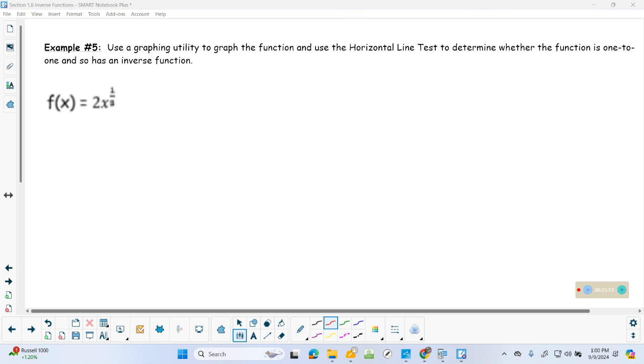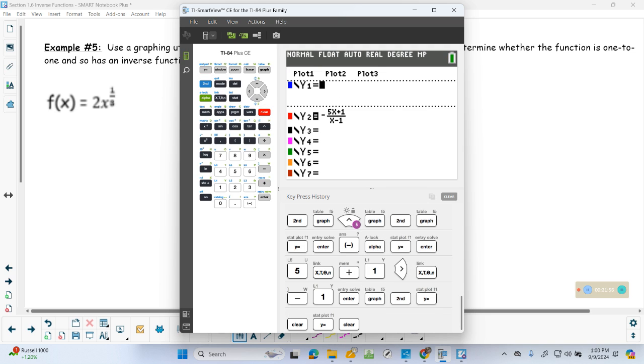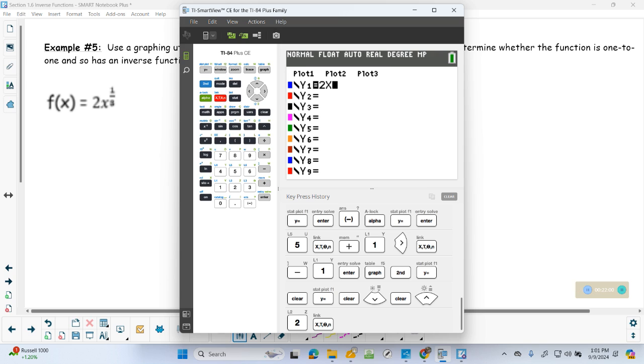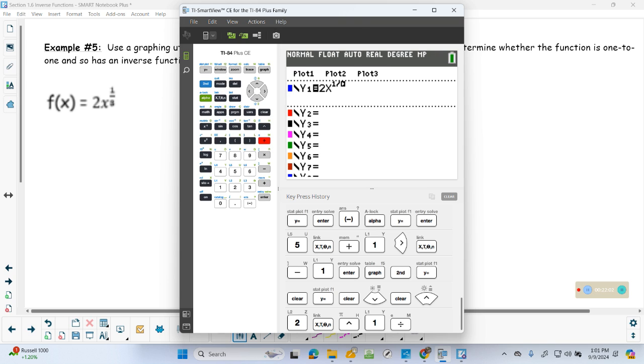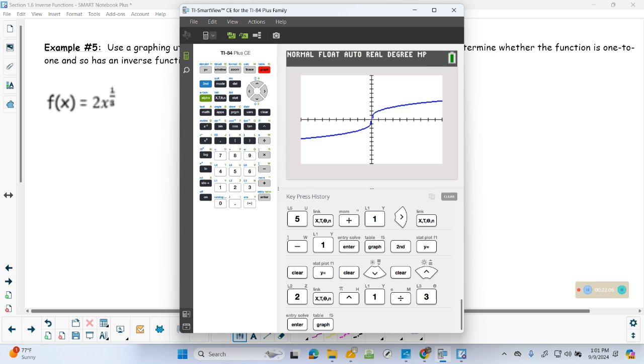All right, well, let's graph it here. Let me clear out all this stuff. All right, 2x raised to the, and I'm just going to do 1 divided by 3. I'm just going to keep it easy here. Hit graph. So the first thing I'm going to look at is, does it pass the vertical line test? Is it even a function? I'm a little worried here in the middle.